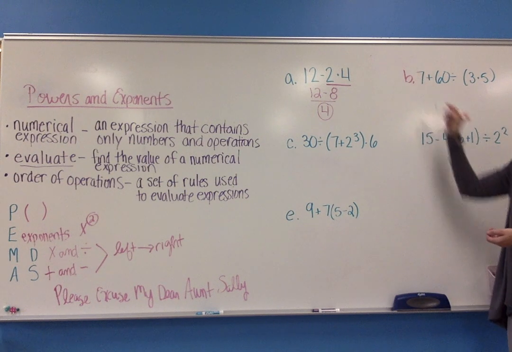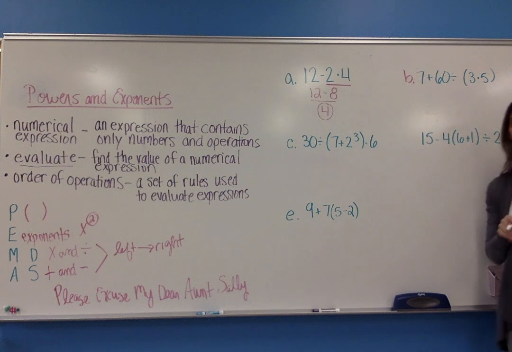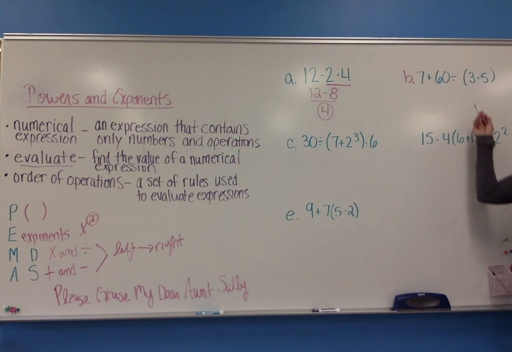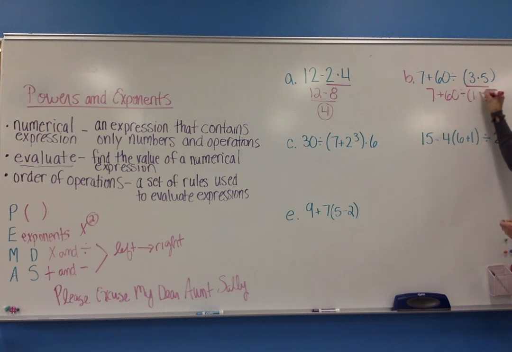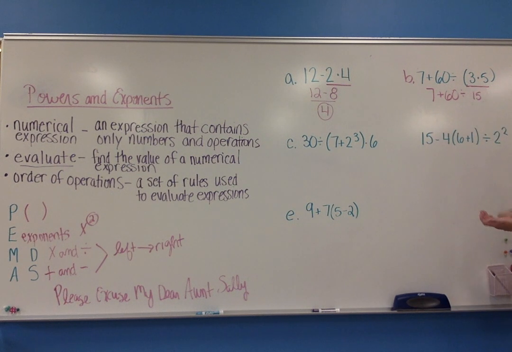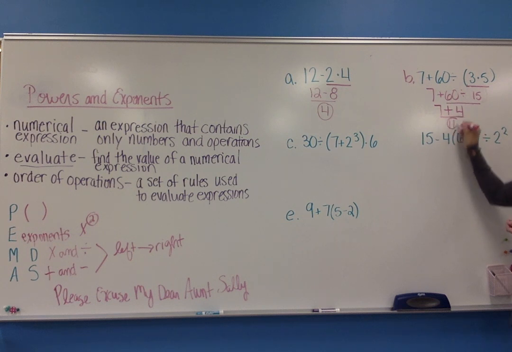Example B is 7 plus 60 divided by the quantity 3 times 5. The word quantity is another way to refer to parentheses that are in an actual problem. So first I need to do the parentheses. That's the first order. So I have 7 plus 60 divided by 15. I can leave the parentheses, or once I complete the operation, I can even remove the parentheses. After multiplication, I have division. There is a division problem. 60 divided by 15 is 4. Then I have 7 plus 4, which is a sum of 11.